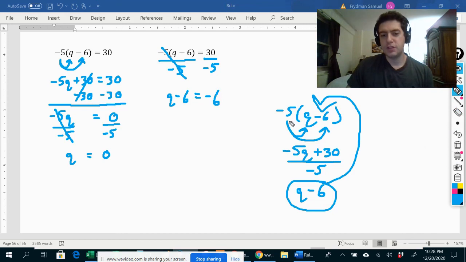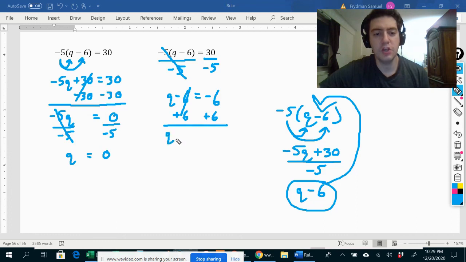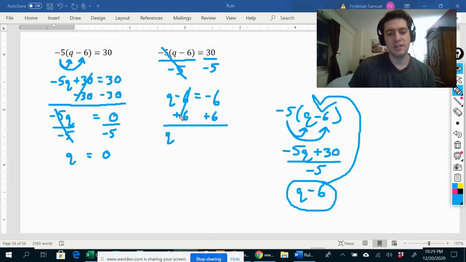Well, to get the q by itself, we have to get rid of this -6. So that's subtraction. The inverse of subtraction is addition. So we will add 6 to both sides, and it cancels here. We just get q. Remember, the logic there is that if I start with some number q, and then I subtract 6, and then I add 6, I just get that number q back, right? So for example, 10 minus 6 is 4, and then 4 plus 6 is 10. So if I started with 10, I'm going to end up with 10 again if I subtract 6 and then add 6 right back.